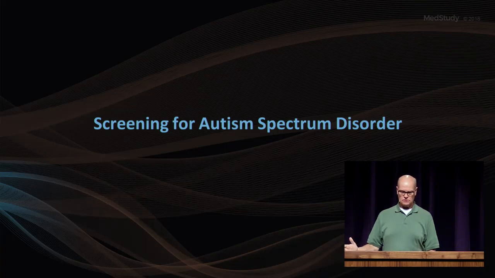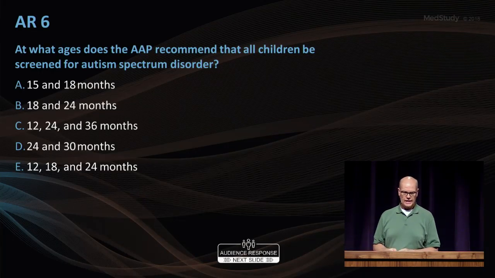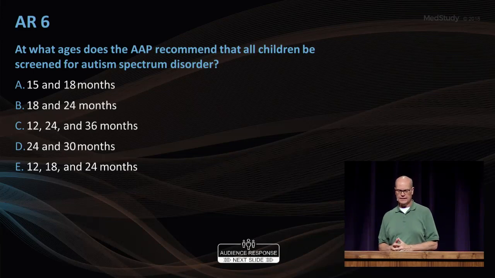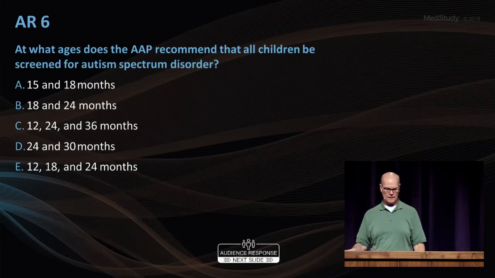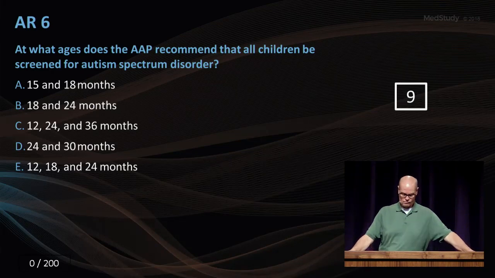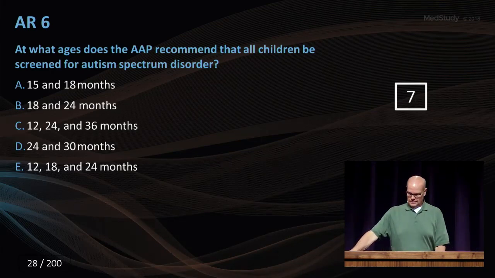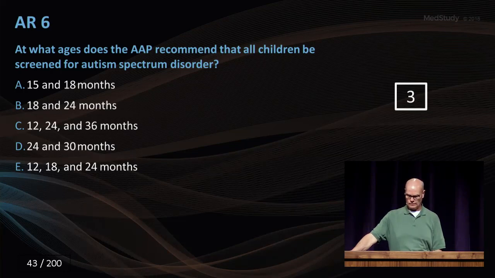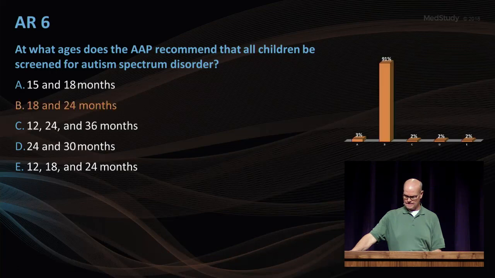Now, in specifics, we think we should look just for a second at autism. And at what age does the AAP recommend that all children be screened for autism spectrum disorders? Which of these age groups? Okay, 18 to 24 months, great.